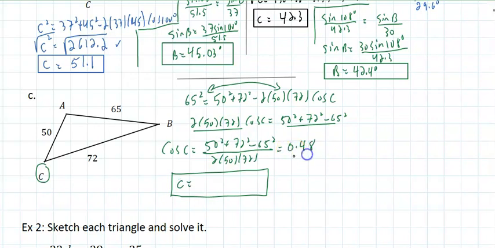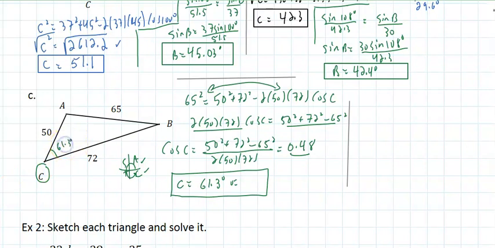So when I get this to be 0.48, my answer, the angle, will be 61.283 degrees. The reason I wouldn't say or, because cosine is positive in quadrants 1 and 4. There's no way you could have an angle that's bigger than 180. So the law of cosine doesn't have that issue.